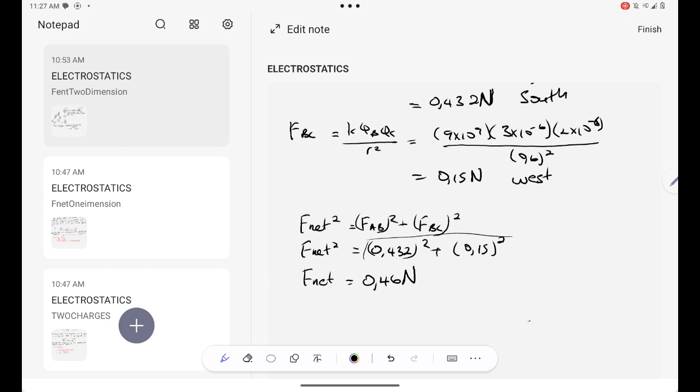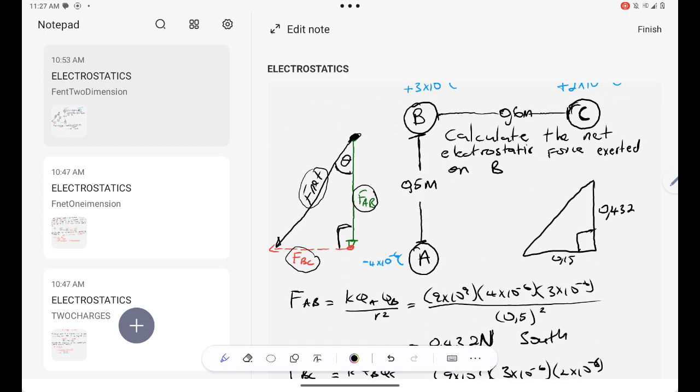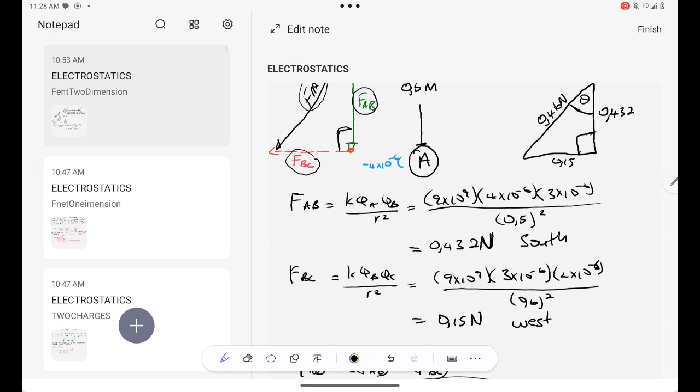I'll simply get 0.46 newtons. If they said to me, calculate the magnitude of the resultant force, I would have been done here. But they just said calculate the net electrostatic force, so I must give both magnitude and direction. Why? Because force is a vector quantity. Are you together? That's 0.46 newtons. Remember that, guys, my angle theta was somewhere there. So for me to write down the direction, I just need to find angle theta first.